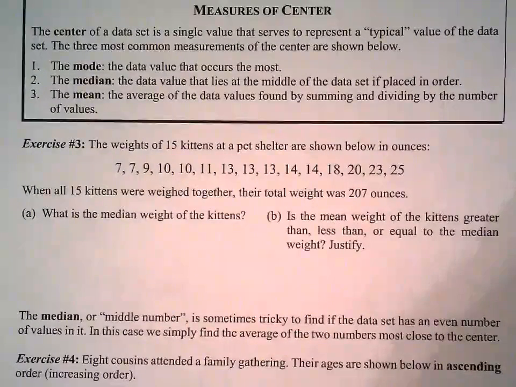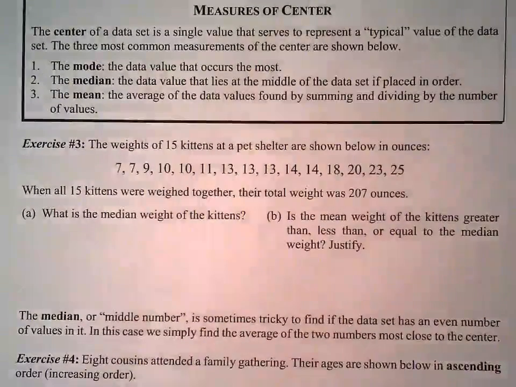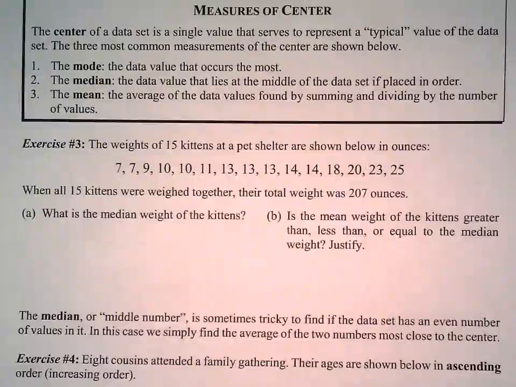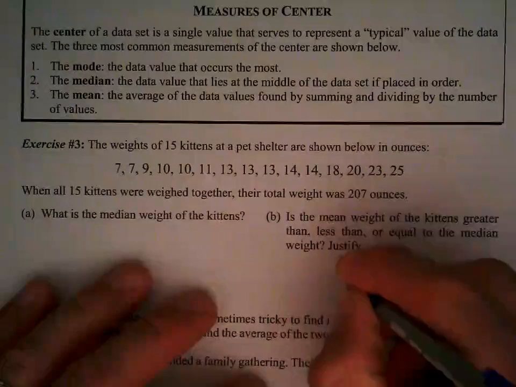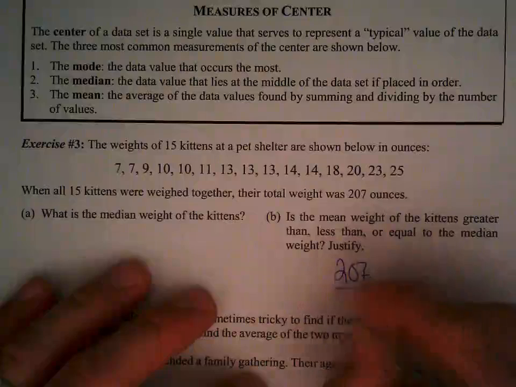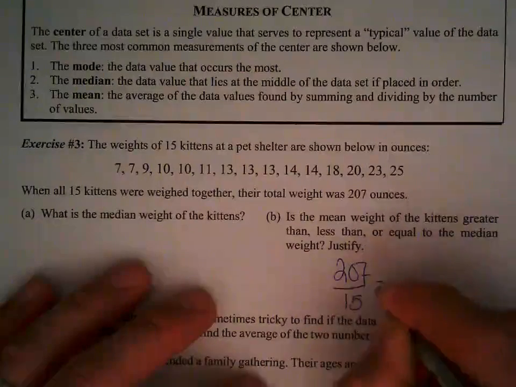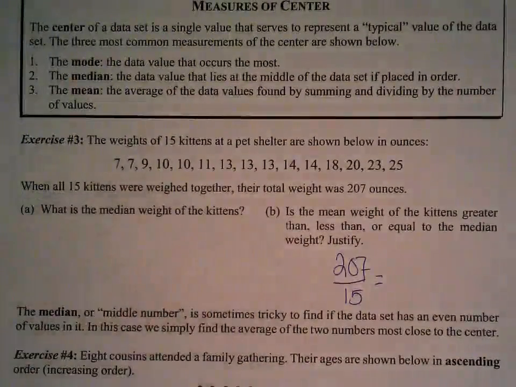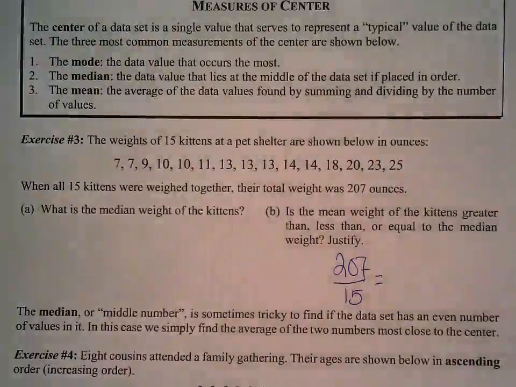So, let's skip to B. We don't want to look at the median yet, but B, it says, is the mean weight of the kittens greater than, less than, or equal to the median weight? And how do we know? Justify. So explain your answer. Well, let's take a look. So like I said before, calculating the mean is looking at the total value, which they gave us is 207 ounces. So we're going to look at 207 ounces, right? And we're just going to divide it by 15, right? 207 divided by 15, we get our calculator.